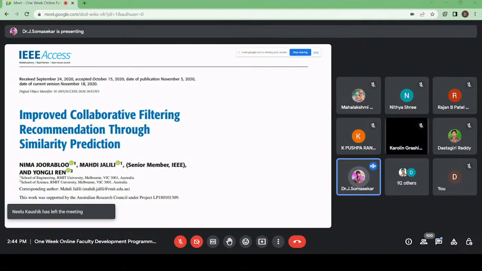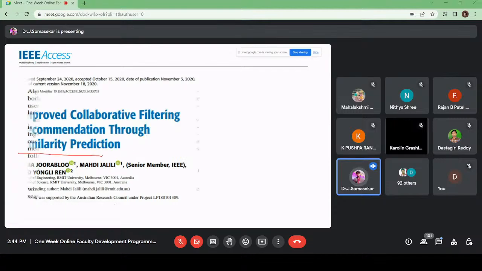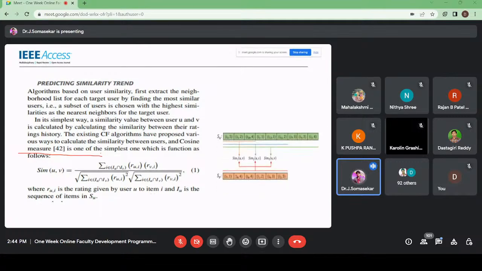So this is the base paper. There we are looking for similarity prediction. So based on the similarity, we are looking for recommendation. For finding similarity, I already mentioned we have to go for Pearson correlation coefficient, or we can call it the correlation coefficient formula. So this is the correlation coefficient formula. I will explain in detail in the next slide.